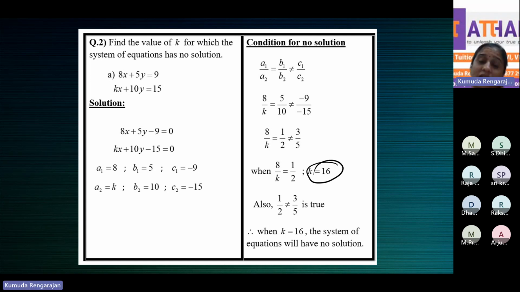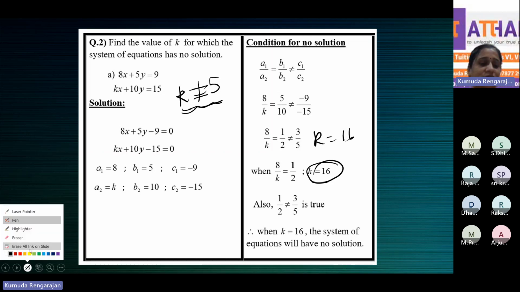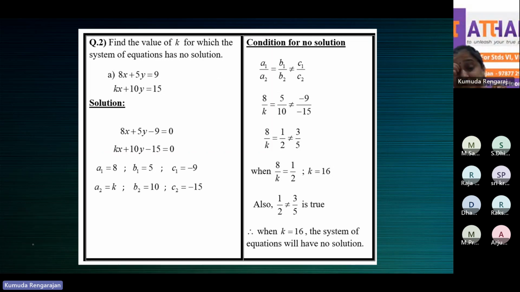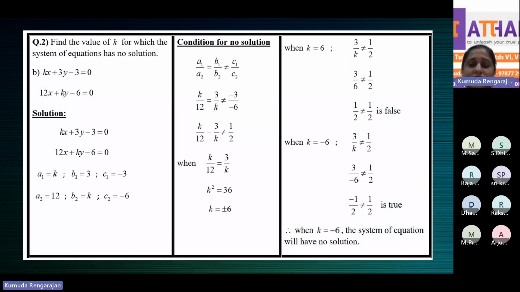For a unique solution, what do you get? You get k is not equal to 5. That means k should not be 5. Only for this do we say for all real values of k other than 5. Here k is equal to 16, so only when it is 16 will the system of equations have no solution. That's how it is everywhere, children.